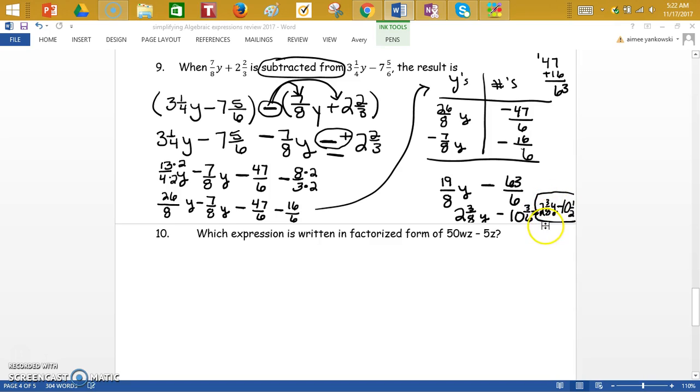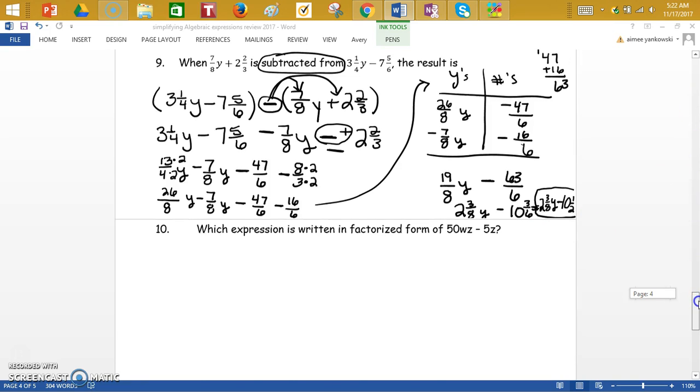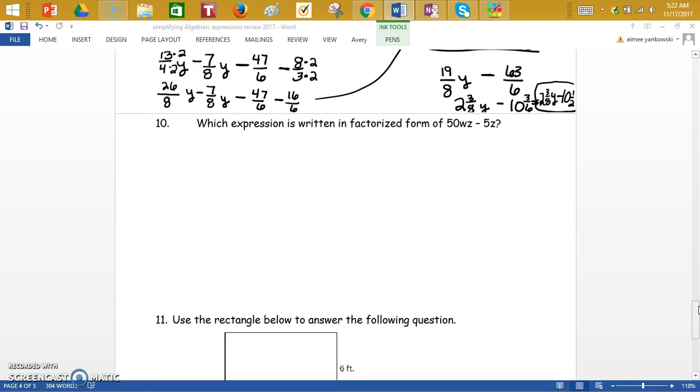Sorry, that took a bit. That question takes a bit. Whew. Subtracted from when you got mixed numbers or fractions running around takes a little bit of effort. I hope that helped. Let's take a look at number 10.